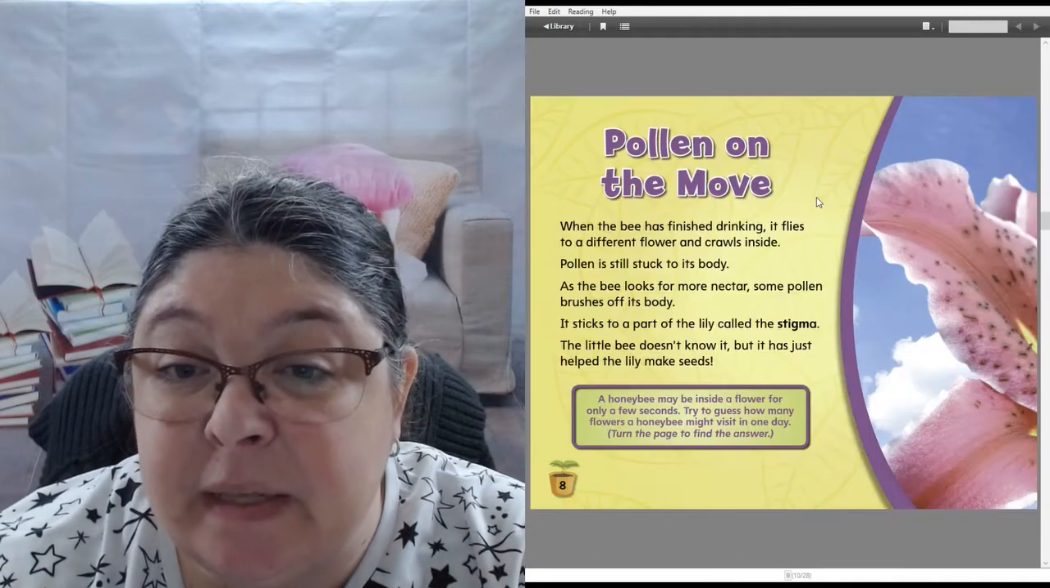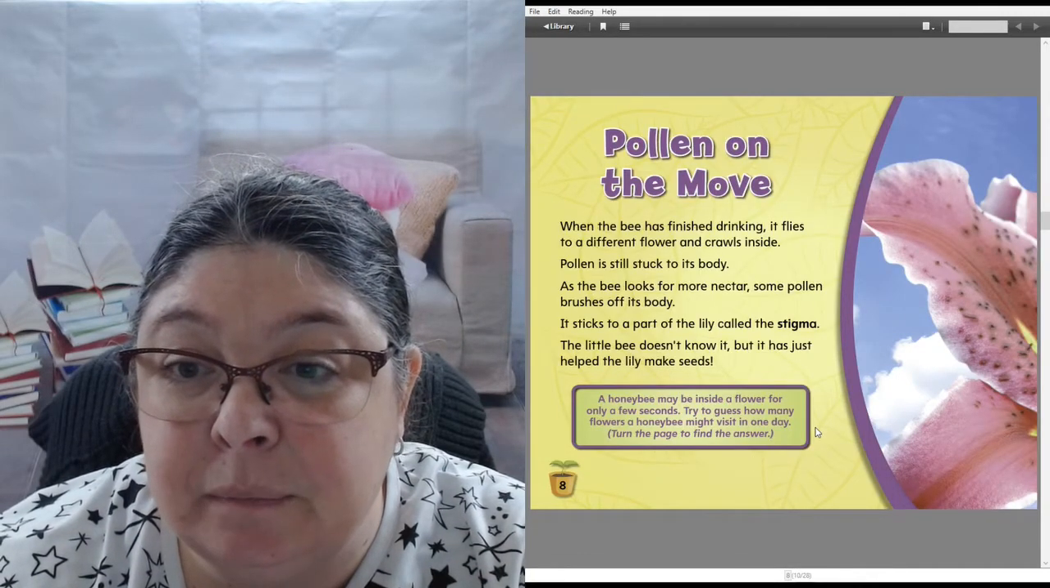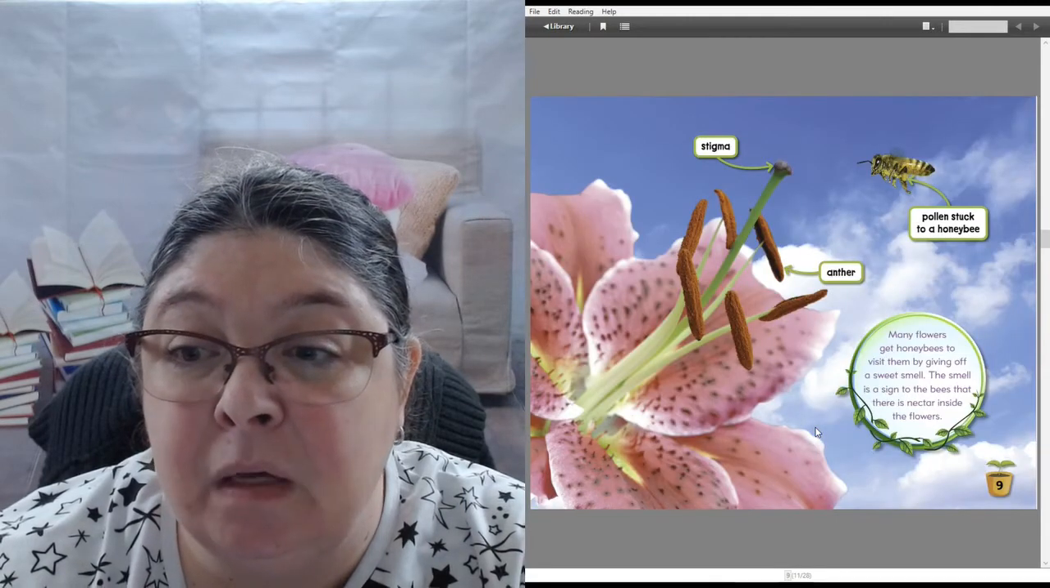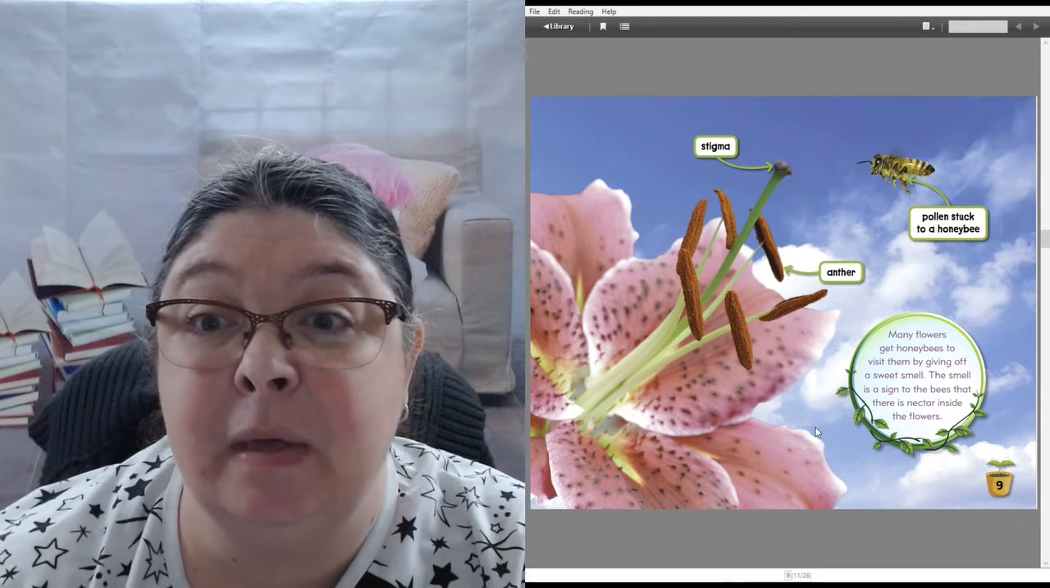I thought we were supposed to get the answer. Turn the page to find the answer. Interesting. No answer. Okay, maybe it's at the end of the book.